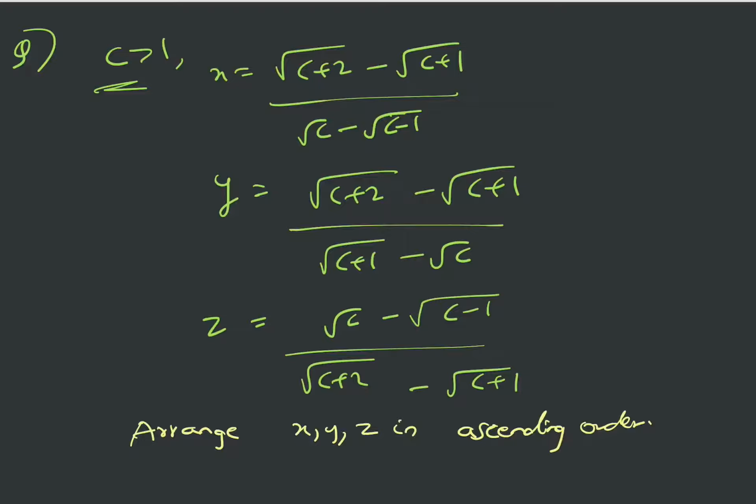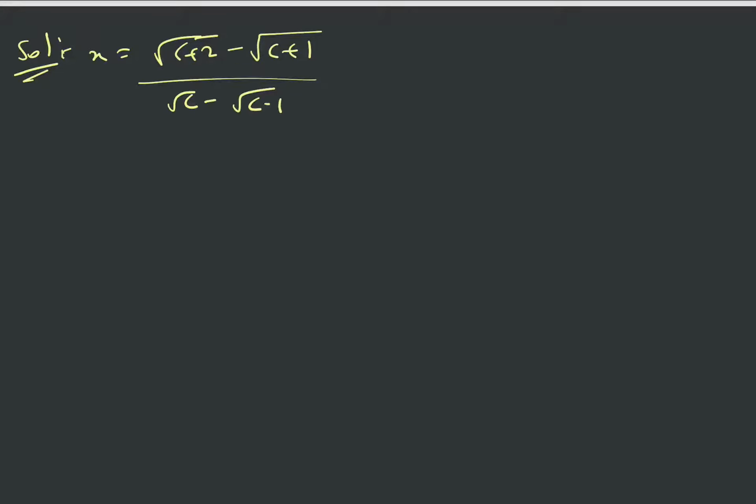So you can pause the video and you can try this. So the hint is that you need to rationalize the denominators. That is the thing. You need to rationalize the denominators. So let us try to solve this. See, first let us consider x. So x is root c plus 2 minus square root of c plus 1 by root c minus root c minus 1. So how will you rationalize the denominator?